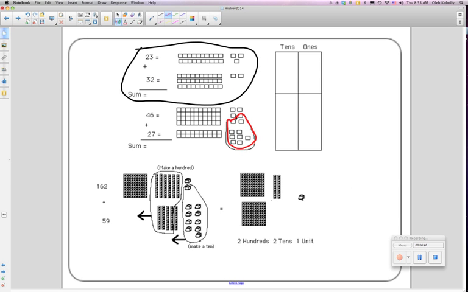And then here we have 2 regroupings. You have to regroup twice. 162 and 59. When you bring in all the ones together, you'll have 10 right here, which you will have to regroup and exchange for another rod that you're going to place here. And when you count all these up, you will have 10 tens, which you exchange for a flat, which you will add here.